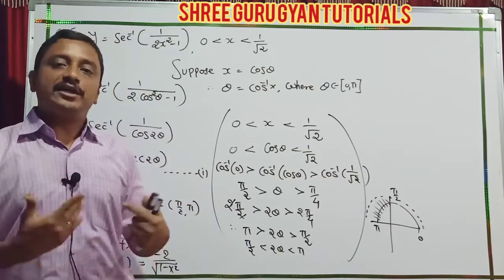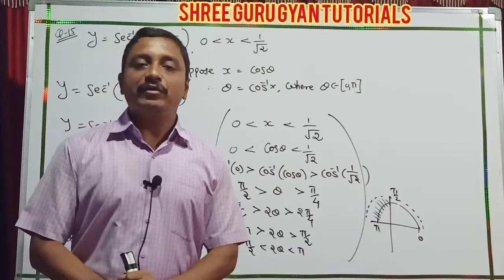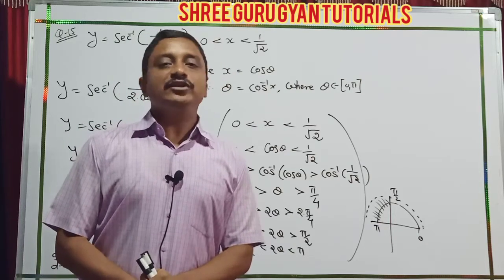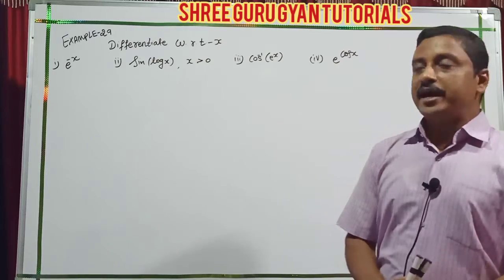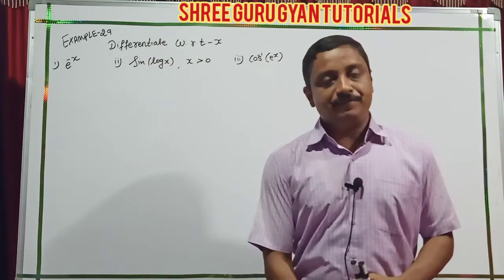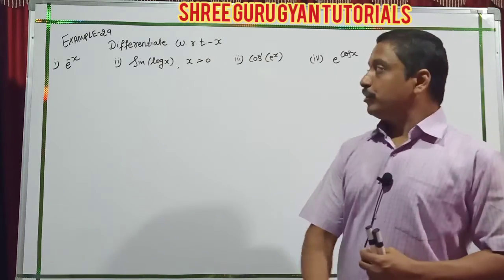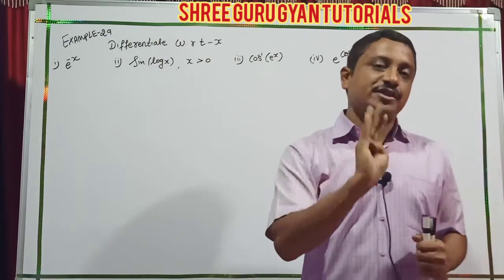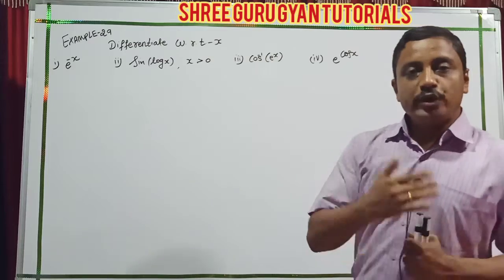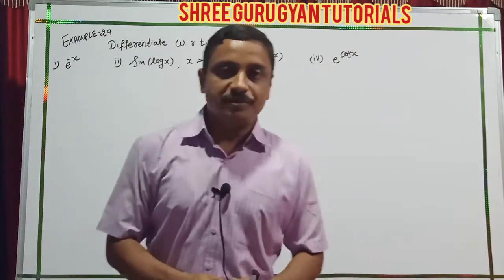Now I am going to the next new topic related to our new exercise with new illustrations. Now students, I am going ahead to example 29. Find the differentiation with respect to x, and there are 4 types of different questions given. So one by one I will start the sums.